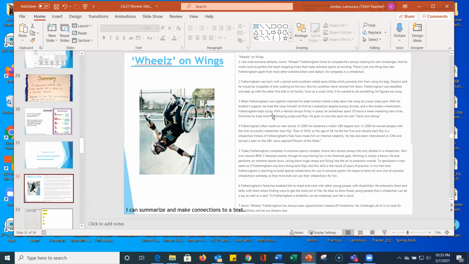Despite bumps, bruises, and a few broken wheelchairs, Fotheringham kept trying, with a helmet always firmly in place. He sometimes spent 30 hours a week mastering new tricks. Over time, he tried more challenging jumps and flips. He grew to love the sport called hardcore sitting. Fotheringham often works on new stunts. In 2005, he mastered a mid-air 180-degree turn. In 2006, he wowed people with the first successful wheelchair backflip. Then in 2010, at the age of 18, he did the first ever double backflip in a wheelchair.